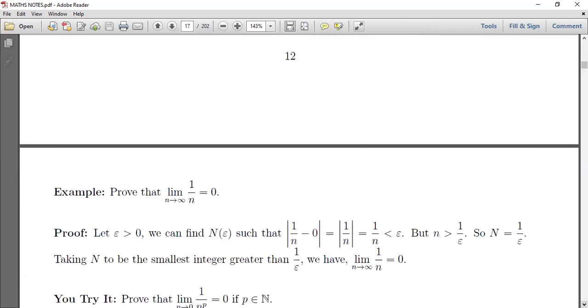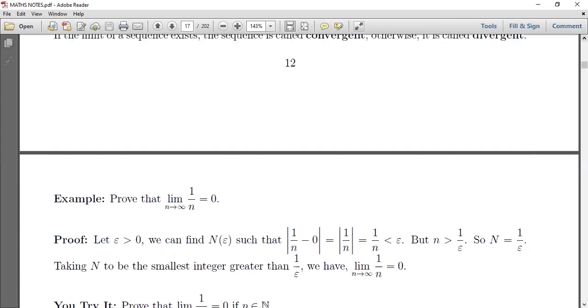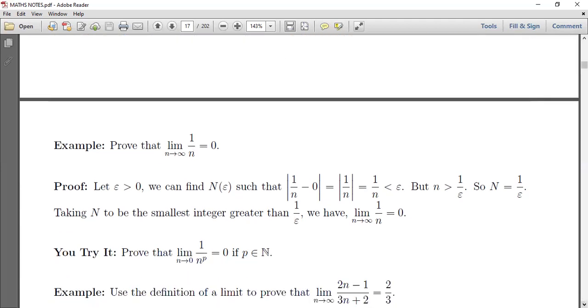Okay, so to find a limit, usually we use this. This is our basic sequence. We know that the limit as n approaches infinity of 1 over n, the sequence that we started with, is equal to 0. So we usually use this result to find the limit of other sequences. I'll show you how to do that.